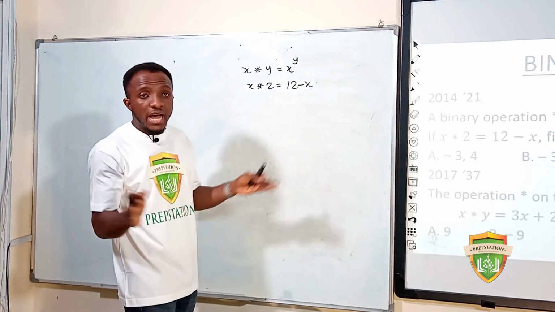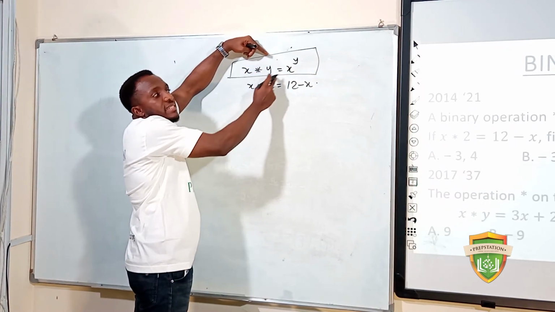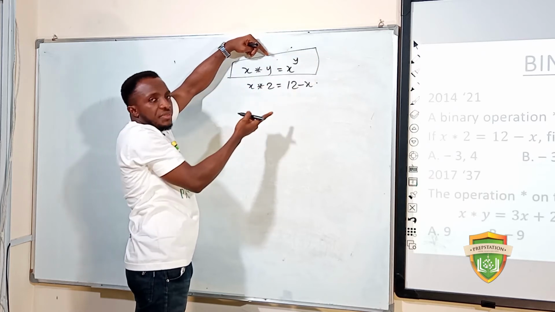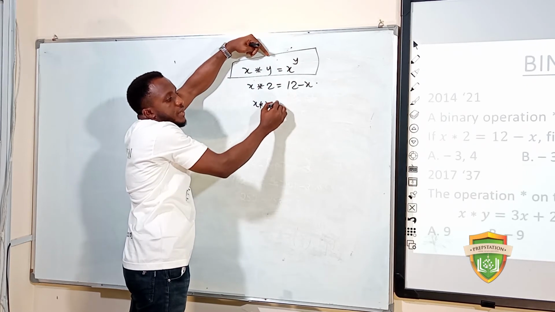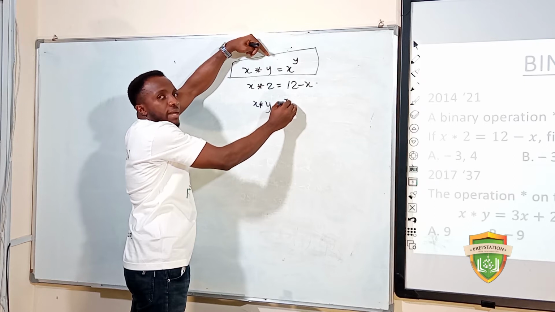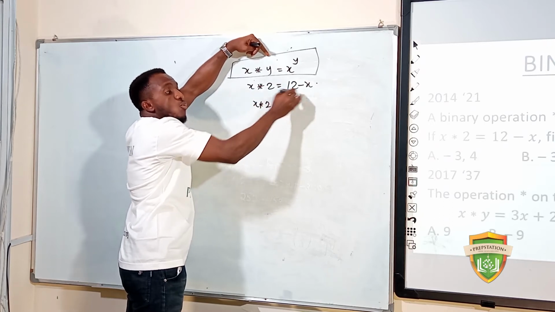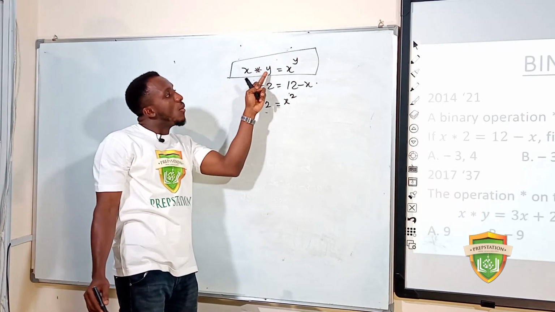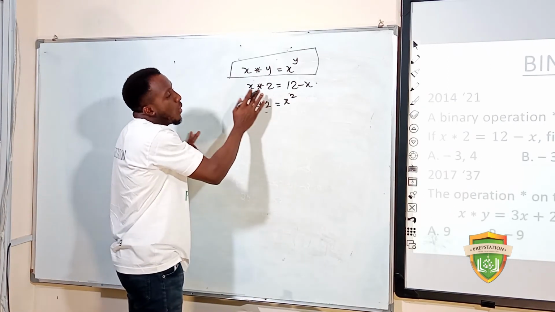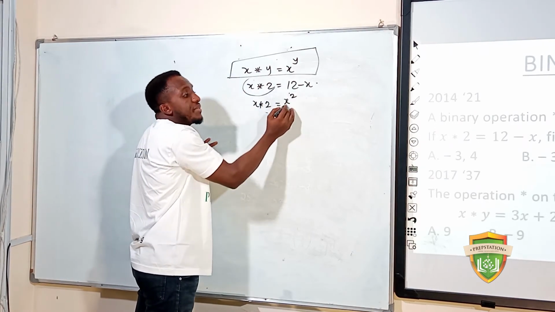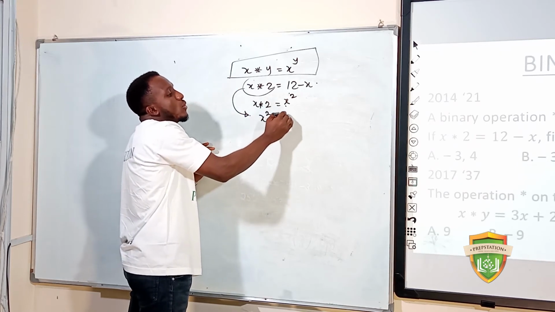Now, this is very simple. How do we do that? Remember, go back to the law. This is the law. X star y is x raised to power y. What do you think about x star 2? X star 2, if you follow this, would be what? X raised to power 2. So you see, x star y is x raised to power y. X star 2 would be x raised to power of 2. So what this means is I can replace this part with x raised to power 2. So that gives me, bringing this part down, x raised to power 2 equals 12 minus x.